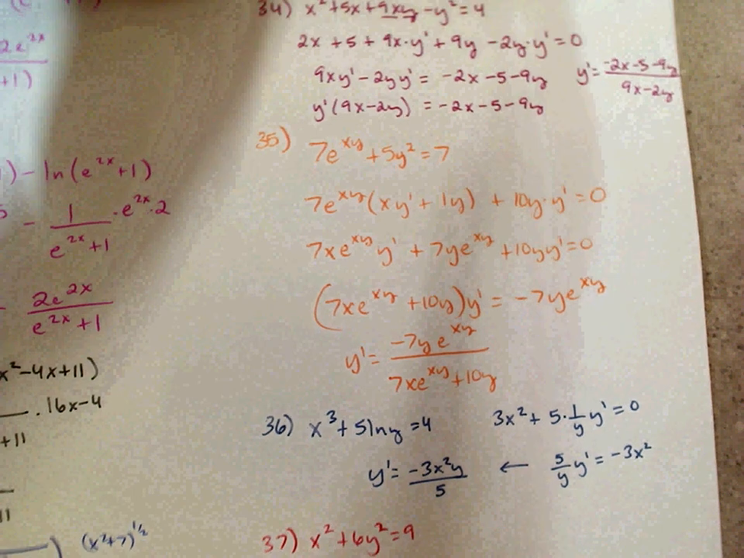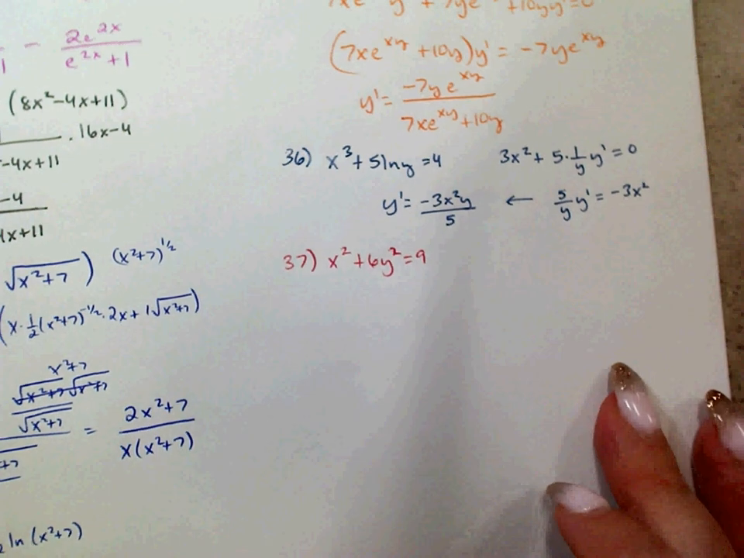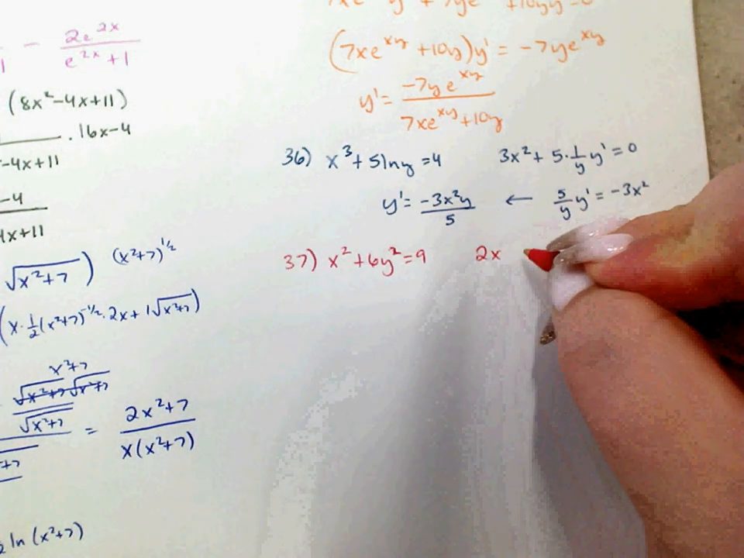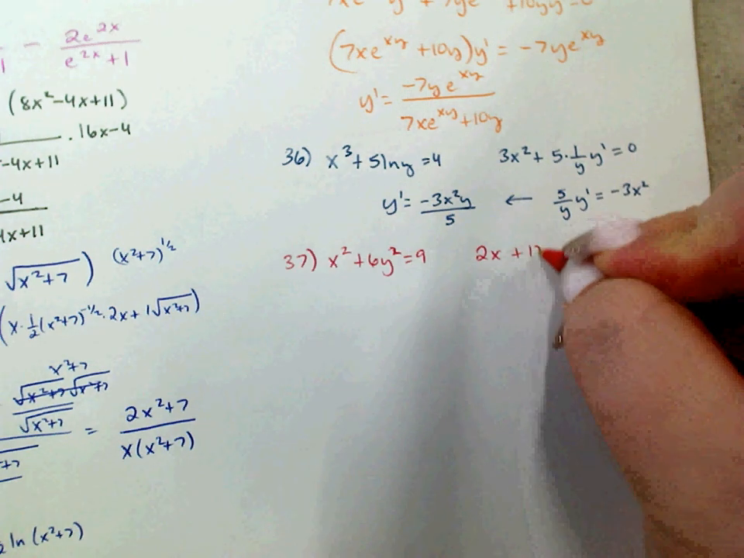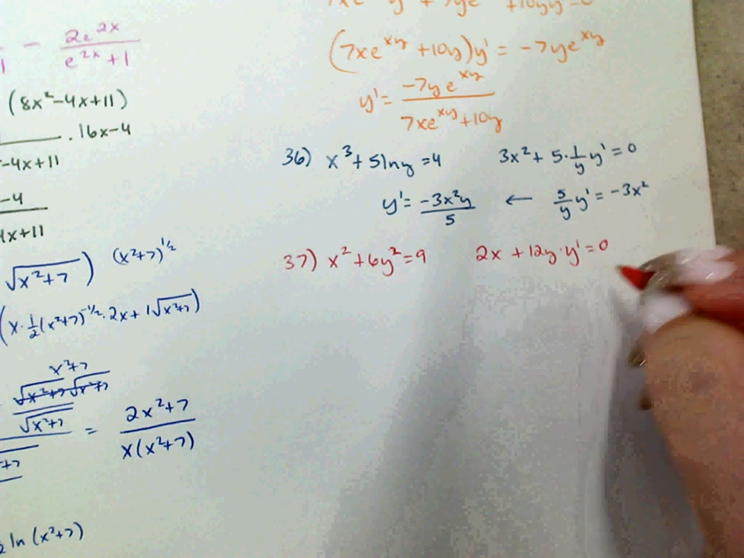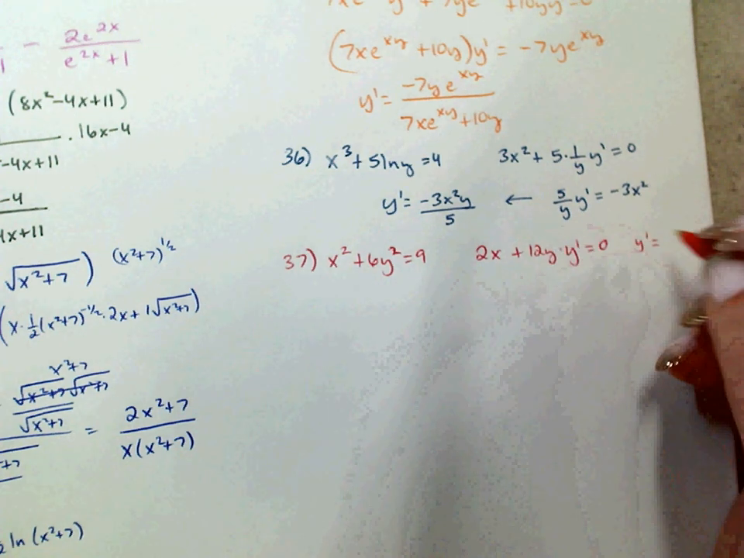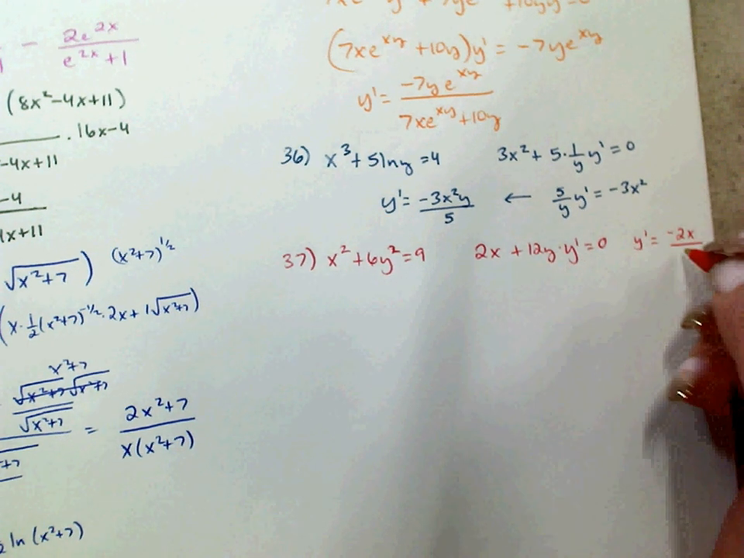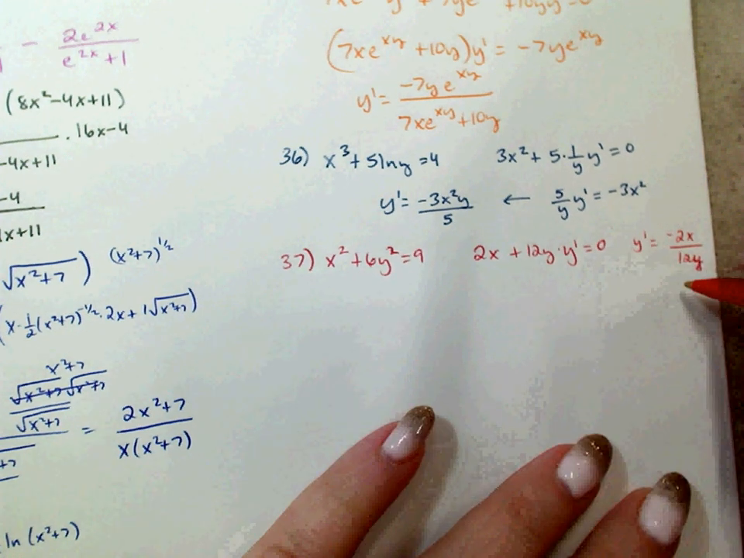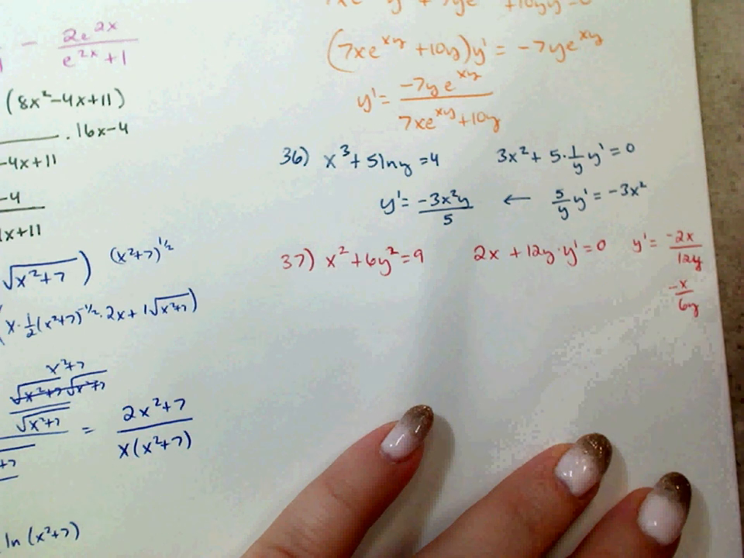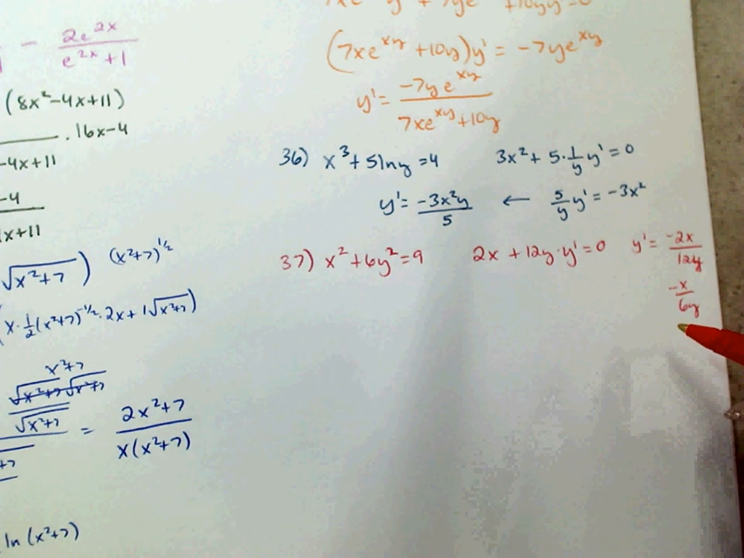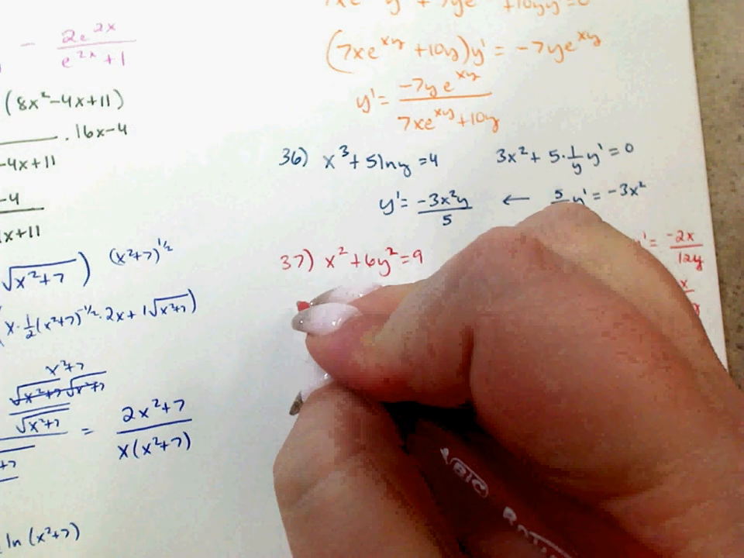So in order to find the second derivative, I must first find the first derivative. The derivative of x squared is 2x. The derivative of 6y squared is 12y times y prime equals 0. So y prime equals, I'm going to subtract the 2x and divide by 12y. And that simplifies down to negative x over 6y. And that is my first derivative. So now I'm going to find my second derivative, or in their case, d squared y dx squared.